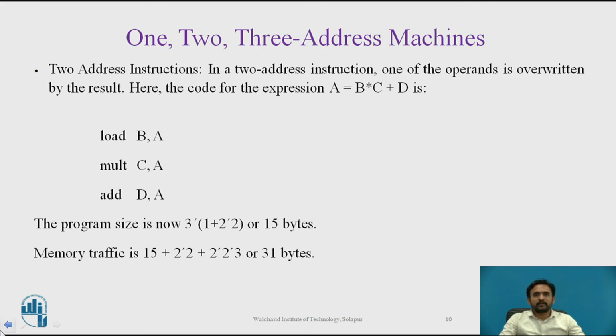Next, that is the 2-address instruction. In a 2-address instruction, one of the operands is overwritten by the result. Here the code for the expression A = B * C + D is, here we have the instructions. As per these instructions, the program size is now 3 times (1 plus 2 times 2), or we can say this is 15 bytes. So memory traffic is here a total of 31 bytes.